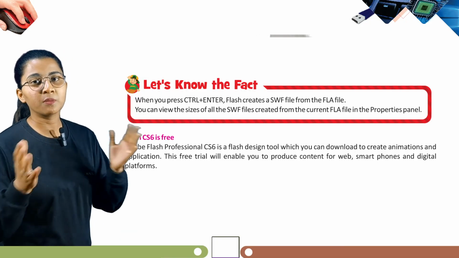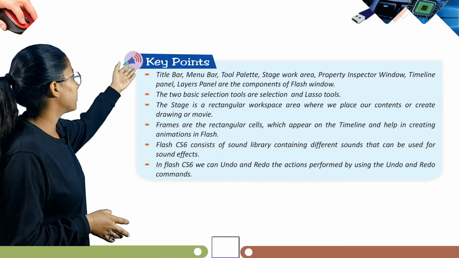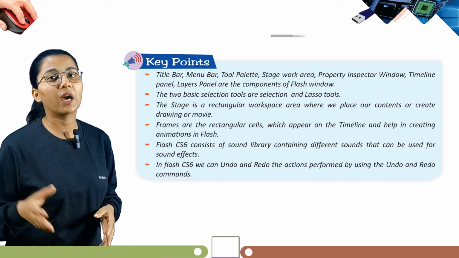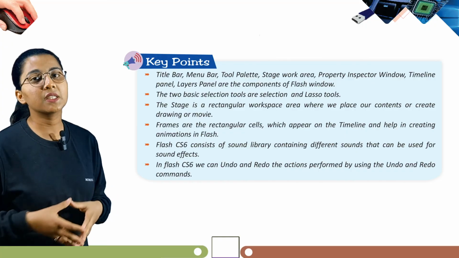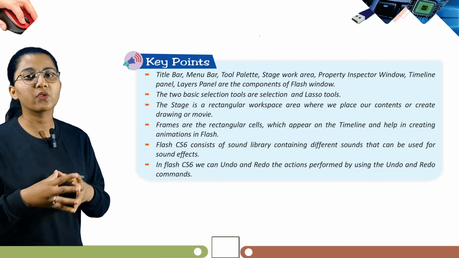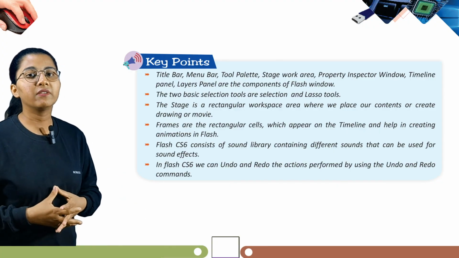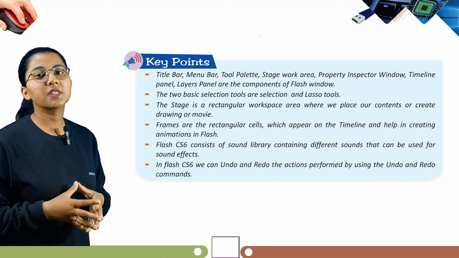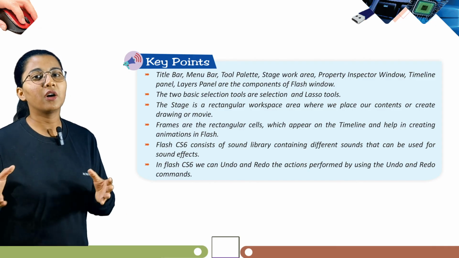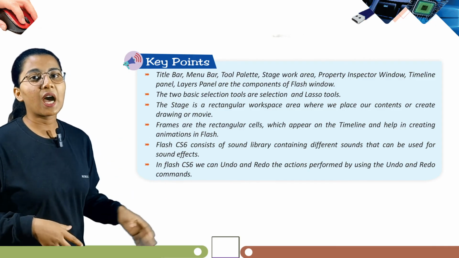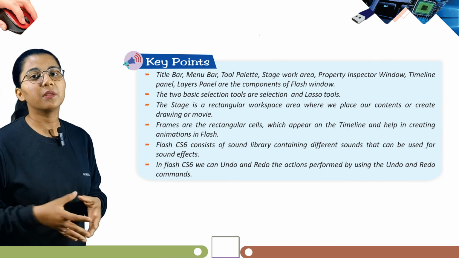Now students, this is it from this chapter. So what have we learned in this chapter? Let's have a quick look at some key points. Title bar, menu bar, tool palette, stage, work area, Property inspector window, Timeline panel and Layers panel are the components of the Flash window. The two basic selection tools are the Selection and Lasso tools. The stage is a rectangular workspace area where we place our content or create drawings or movies. Frames are the rectangular cells which appear on the timeline and help in creating animation.